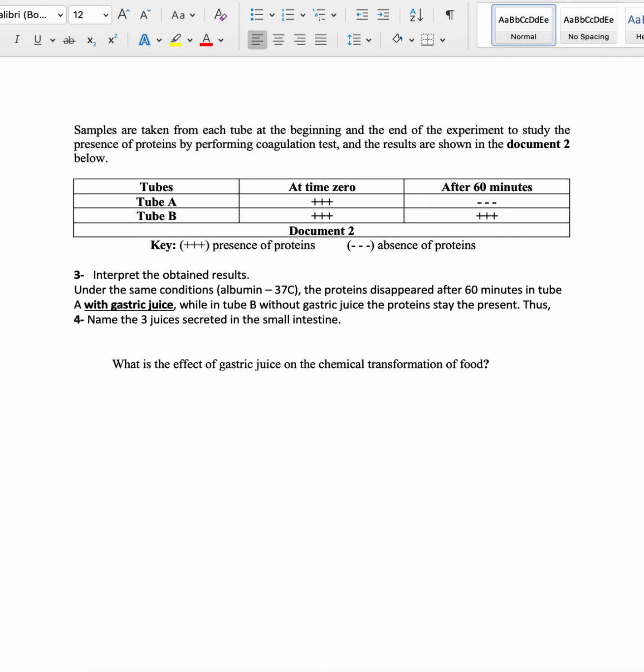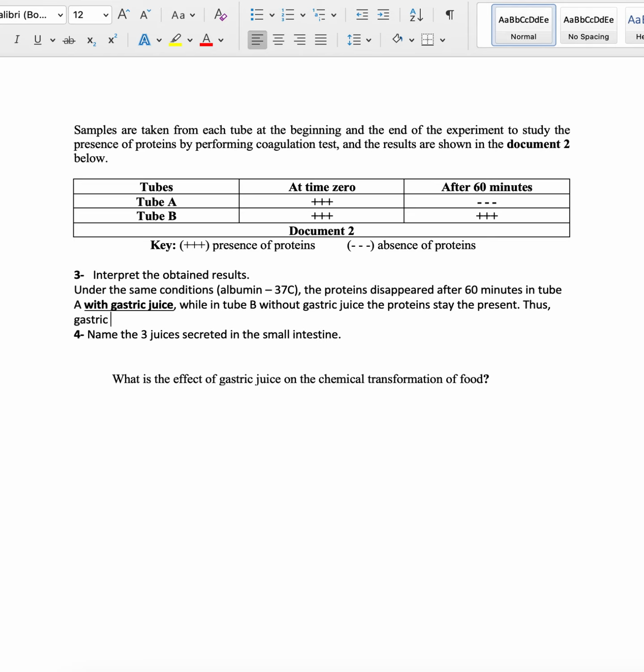Thus what do I conclude as significance? Gastric juice digests the proteins only in tube A, or is responsible for the chemical transformation of proteins, or you can say responsible for the molecular simplification, or whatever you like. So here the variable factor is very, very important.